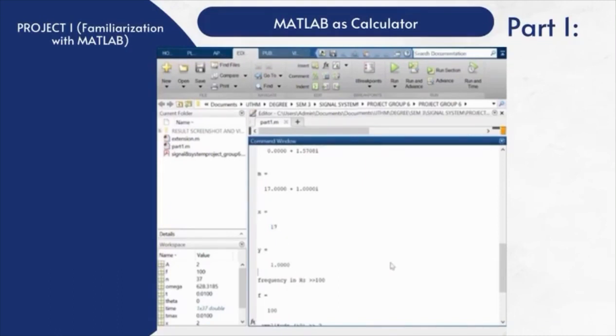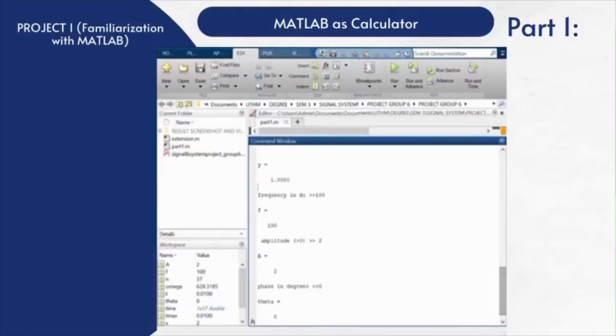This example illustrates MATLAB's capability not only in performing mathematical operations with complex numbers, but also in seamlessly transitioning between different representations, showcasing its versatility in handling various mathematical tasks involving complex arithmetic.